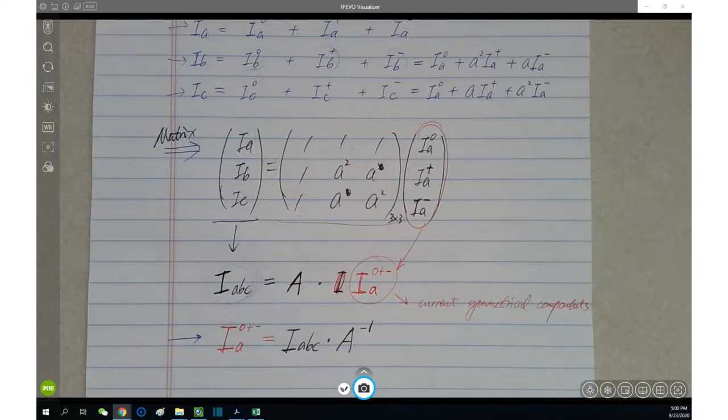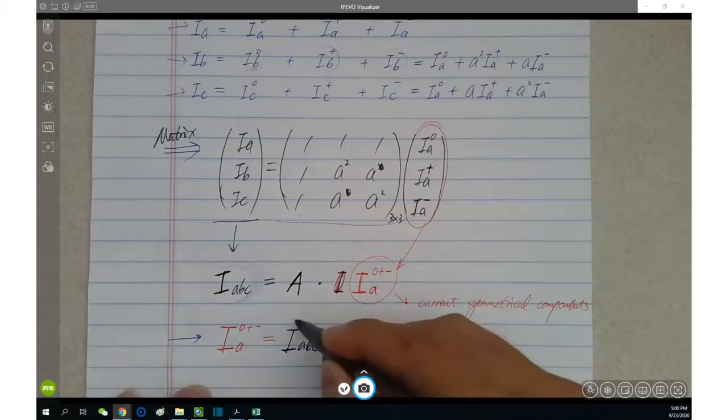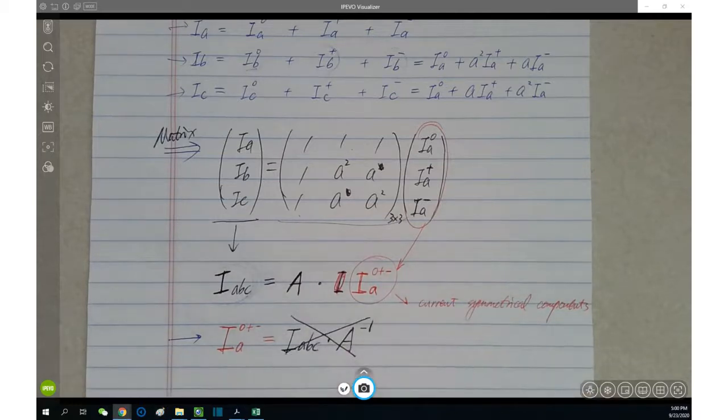Because this is not right. That's why I keep asking. This is not right. I hope you can find the mistake here. Anyone know what the mistake is? Does A inverse need to be pre-multiplied instead of post-multiplied? Very good, excellent. Noah is right. You cannot do this. That's absolutely not legal.